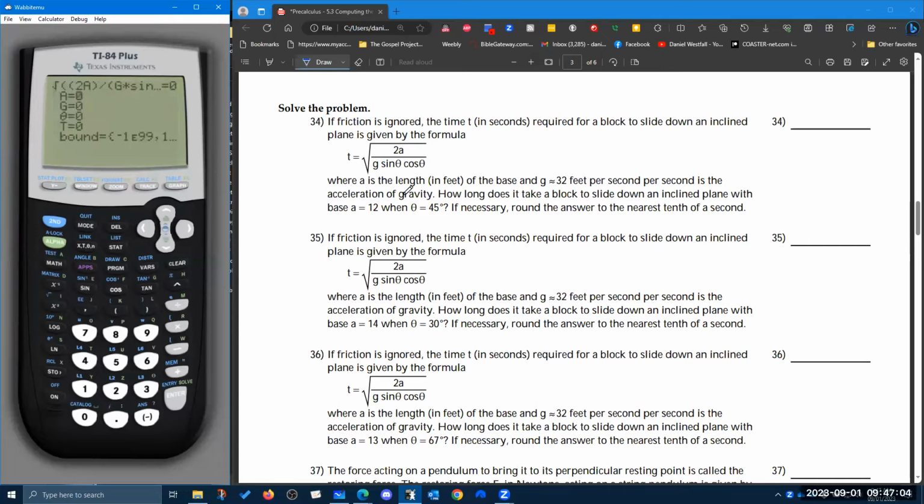So they're going to say I want to solve for this g, they tell me is going to be 32. That's feet per second squared. The angle is going to be 45 degrees. The base is going to be 12. And they want me to solve for t. So I'm going to say alpha, enter, which is alpha solve. And I'm going to get that t is approximately 1.2 seconds.